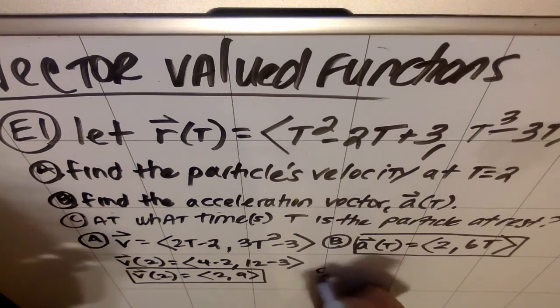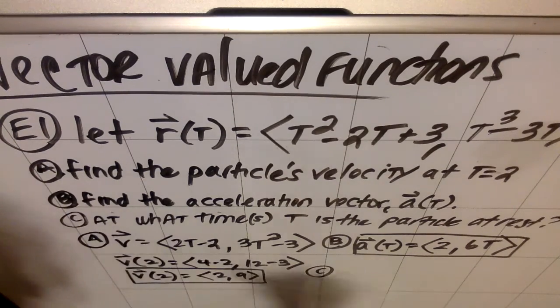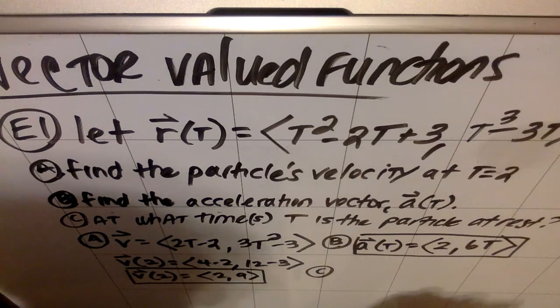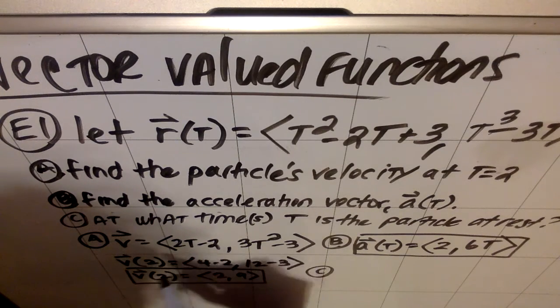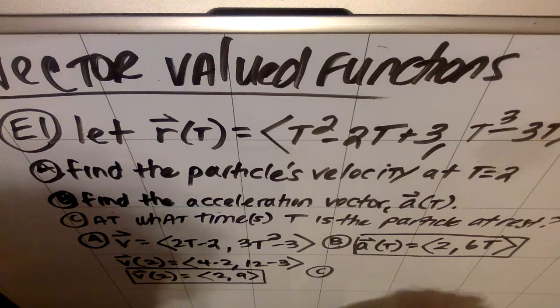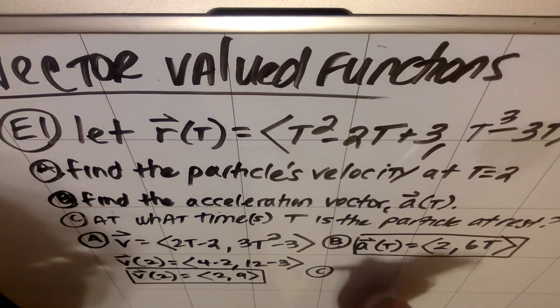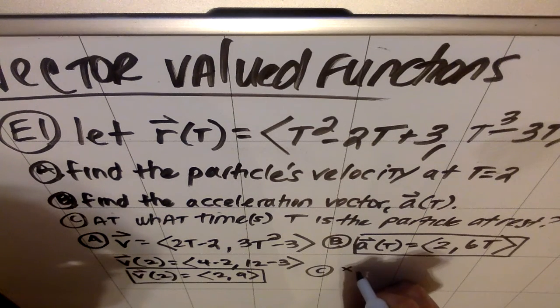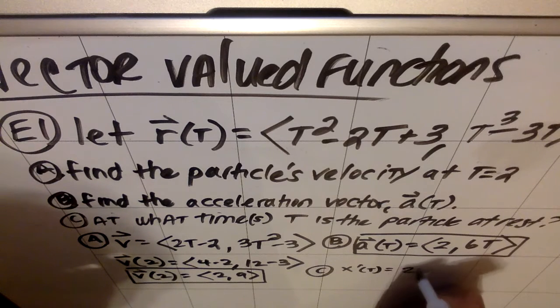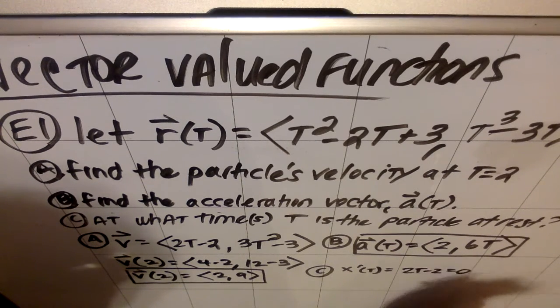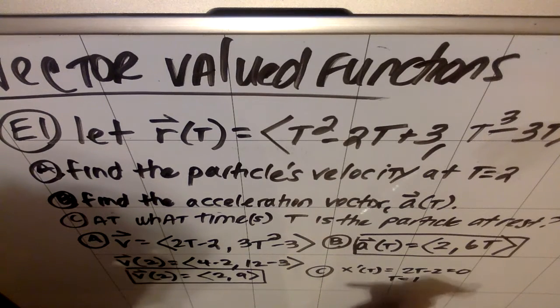The last bit, part C, requires that you know what the words at rest mean. So remember, at rest means that both my x velocity and my y velocity are 0, right? So if I set my x velocity equal to 0, so if x prime of t, which is 2t minus 2, is equal to 0, then I get that t equals 1 is the only possible answer.